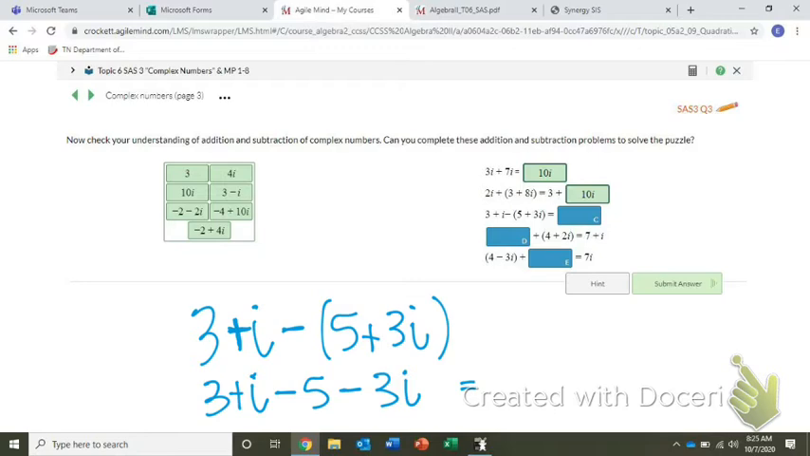All right, BG, what happens when I combine 3 minus 5? I get a what? A negative 2. And Lawson, what happens when I combine this i and this negative 3i? A negative 2i. Yep. So my answer is negative 2 minus 2i.